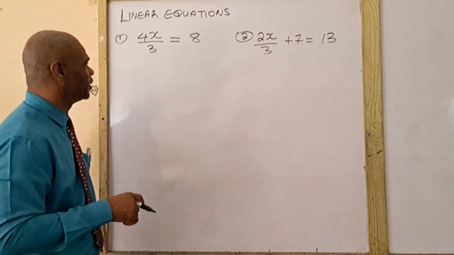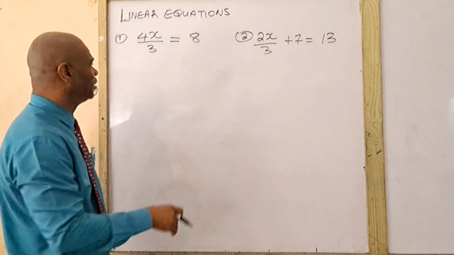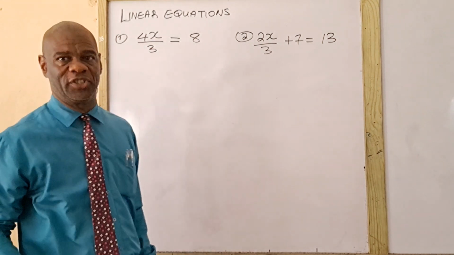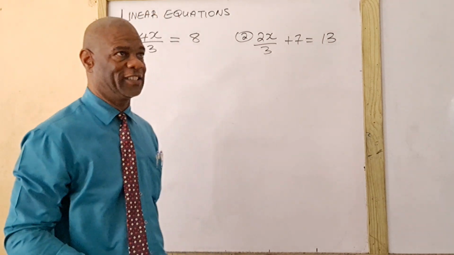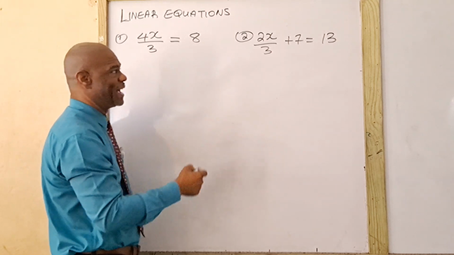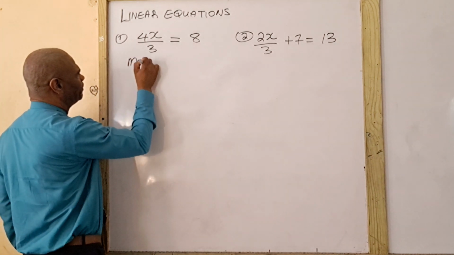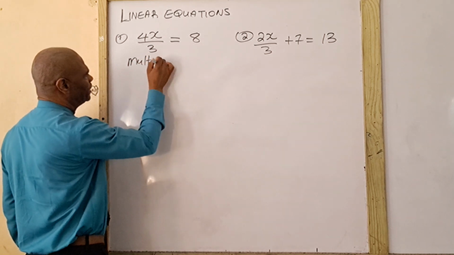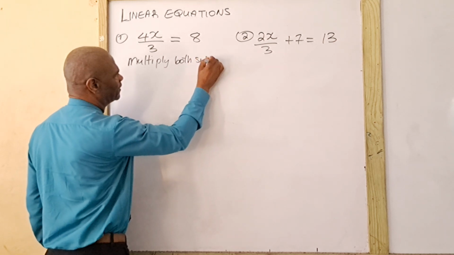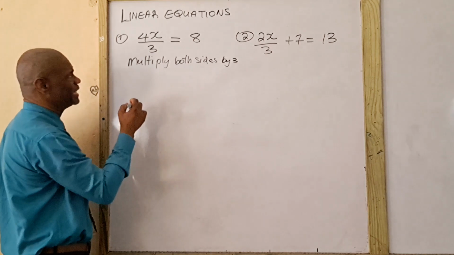Right? So the first thing we have to do is get rid of this denominator here. And so this is saying 4 times the number divided by 3. Now to undo division, we must multiply. Alright? And so in this case, we are going to multiply both sides of the equation by 3. So let me write that here. Multiply both sides by 3. Alright, I multiply both sides by 3.